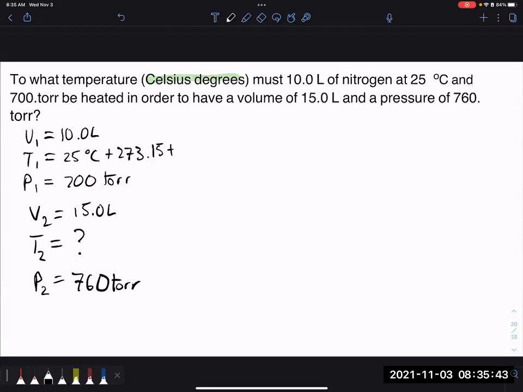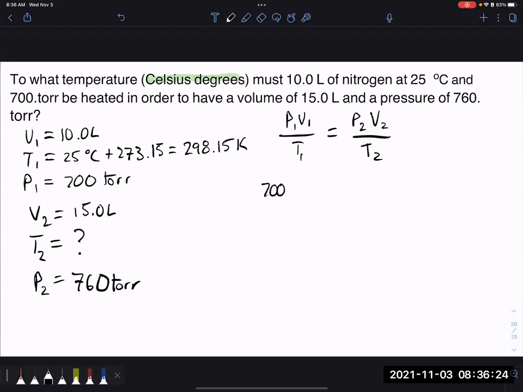Let's grab my calculator. So we're going to do 25 plus 273.15. That is going to be 298.15 Kelvin. So now that we have that, we can start plugging some things in. So P1 V1 over T1 is equal to P2 V2 over T2. Sorry, I forgot the one there. Actually, in all likelihood, my pencil didn't write it down.